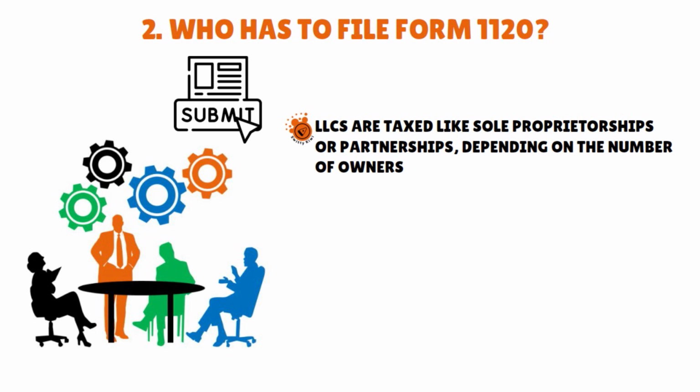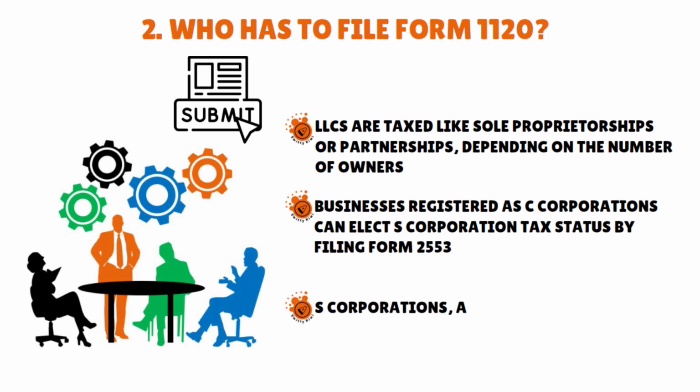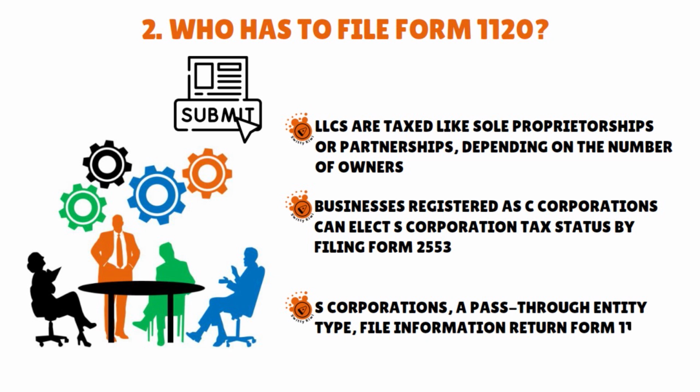Now, if they waive pass-through taxation and elect C corporation taxation through Form 1132, then they are required to file Form 1120. If they meet the IRS requirements, businesses registered as C corporations can elect S corporation tax status by filing Form 2553. S corporations, which are a pass-through entity type, file information return Form 1120S. So you have to file Form 1120 if your business is a C corporation that does not elect S corporation taxation, and if your business is an LLC that elects C corporation taxation.